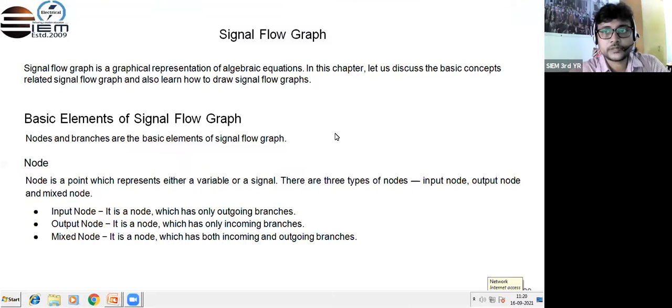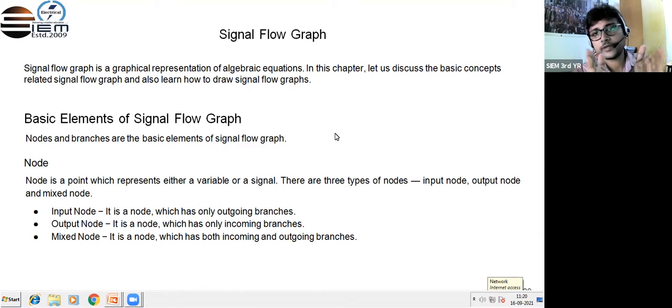About the block diagram reduction technique. Okay, on the last day we discussed the block diagram reduction technique and different reduction techniques, and three or four problems we did, and now we'll move towards signal flow graph.